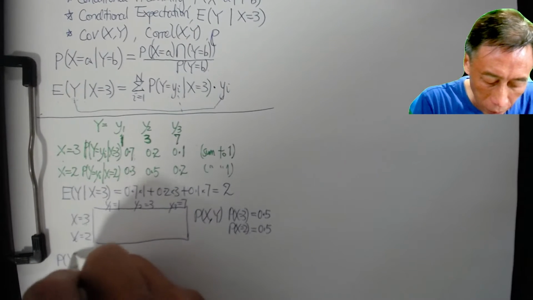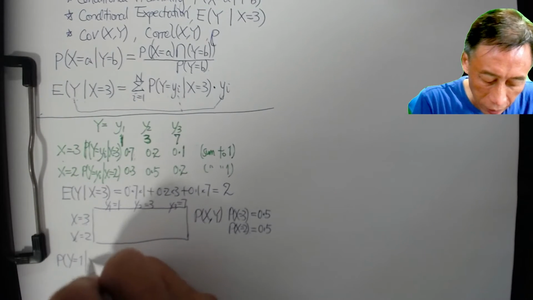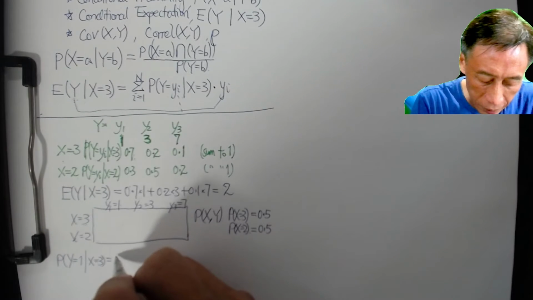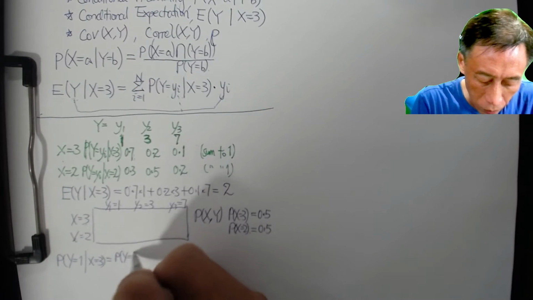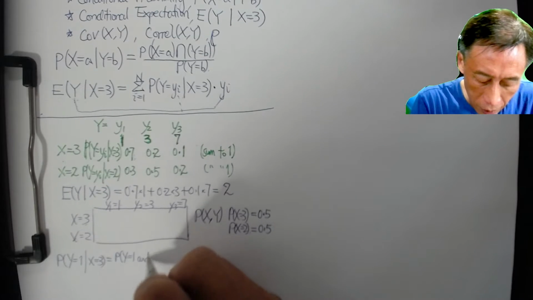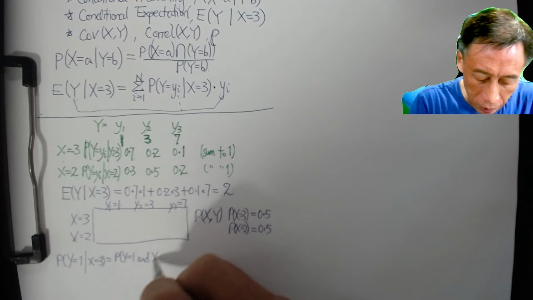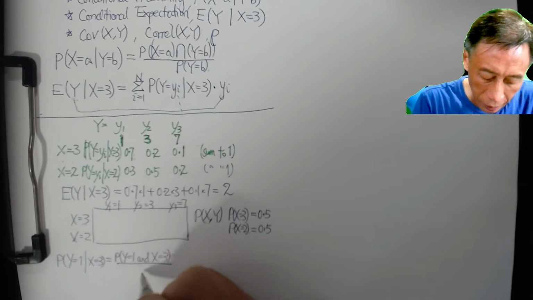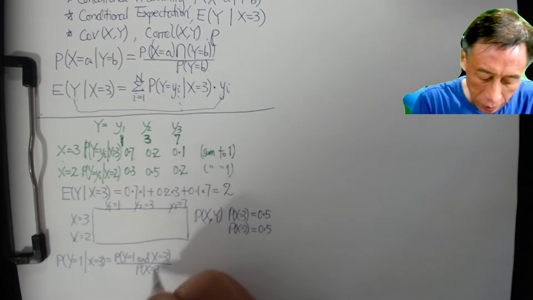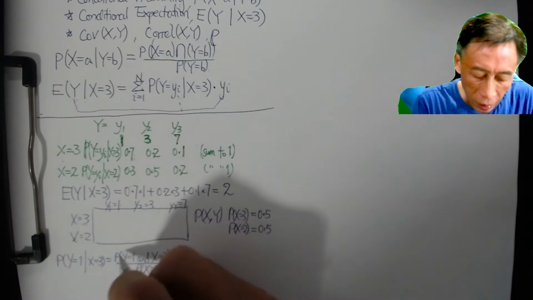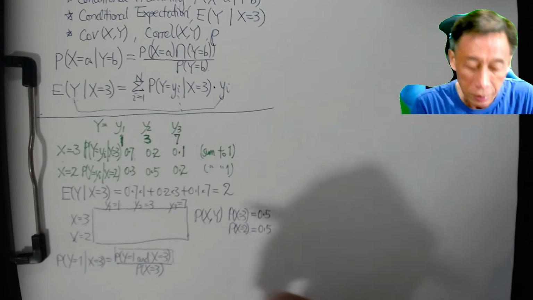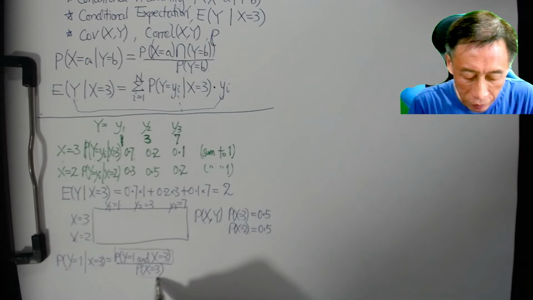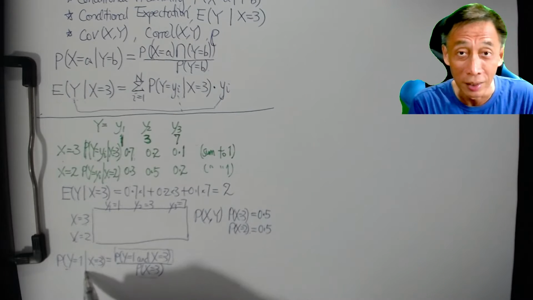So P of y equals 1, given that x equals 3, right? We have to interpret it as P of y equals 1 and, or comma, x equals 3, divided by P of x equals 3. Right now, so therefore, if this is what we are after, the numerator is what we are after, what we do is we have this and we have this, we just multiply them together.